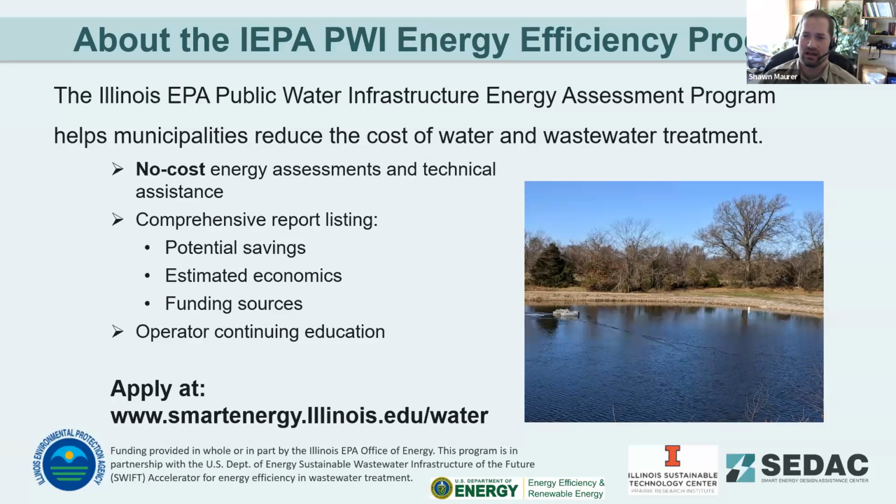We rank those from shortest to longest payback period. And we kind of categorize those into groups so you can see some quick impacts from short-term projects. Then you've got some longer-term planned projects that you can look forward to. We do some estimated economics, give you an idea of what the payback period is going to be, what your capital expenditures might be. And we also link you to funding sources such as utility incentives, grant programs, and low interest loans. And then we also provide continuing education for operators such as today's webinar.